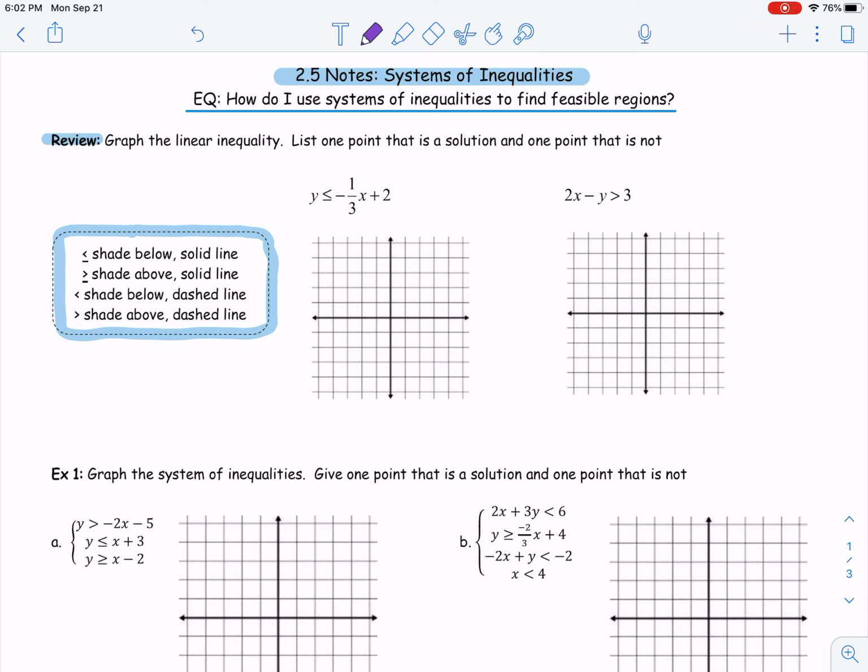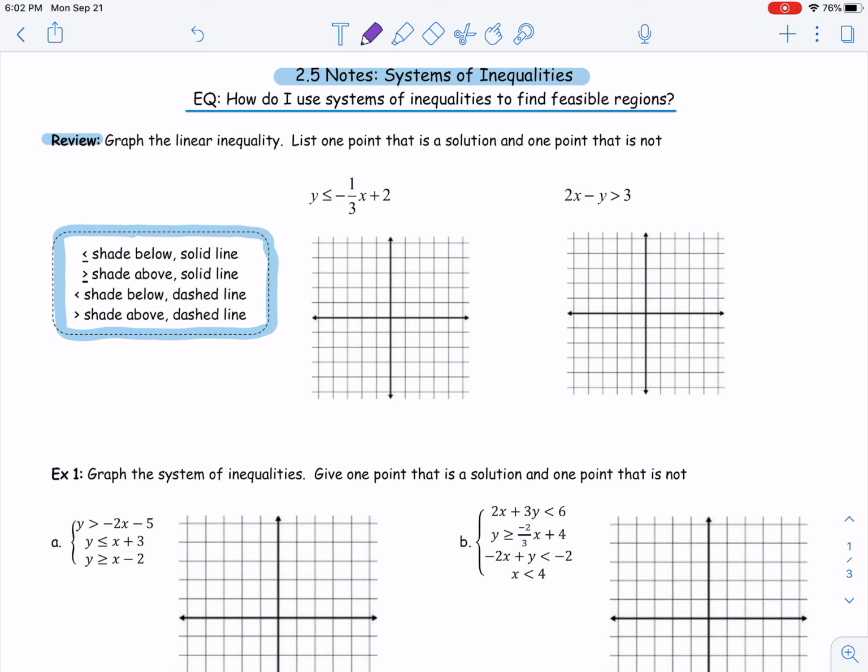Remember, we're not going to be seeing an equal sign anymore. We're going to be seeing a greater than or equal to, less than or equal to, a greater than, or a less than symbol. If we have a less than or equal to or greater than or equal to, those are going to be drawn with a solid line because we are including everything along that line. If it's less than or equal to, we will shade below. If it's greater than or equal to, we will shade above.